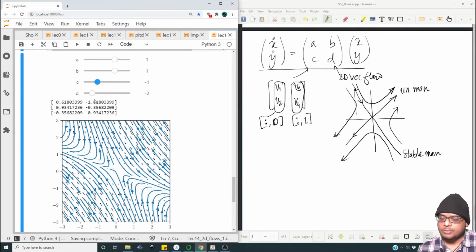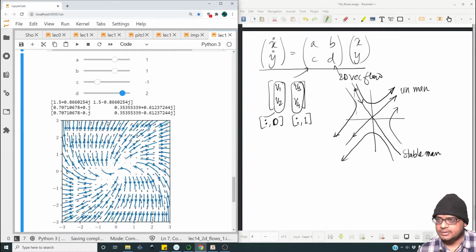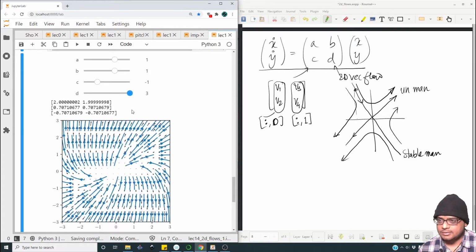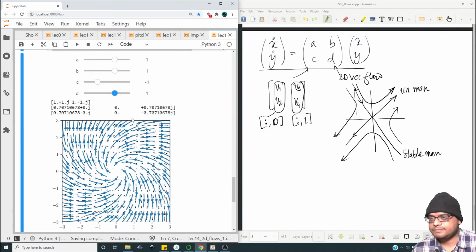But what happens when things become complex? Let me increase the value of d. All right, something weird happens. We no longer have a stable or an unstable thing going on, things tend to look like a spiral. For d equal to 3, we do have real eigenvalues 2 and 2, but they're degenerate eigenvalues. So this is a special case. Let us look at this particular case.